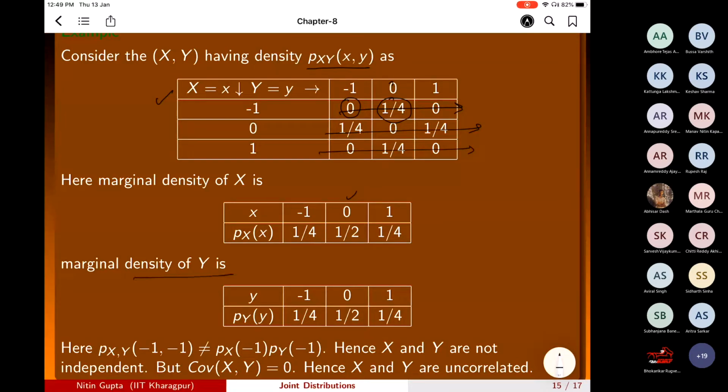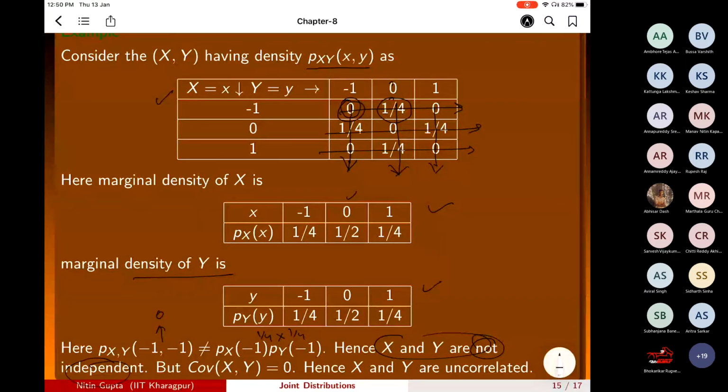Marginal density of y, corresponding to -1, value is 1/4, corresponding to 0, value is 1/2, corresponding to 1, value is 1/4. Now you can easily see that pxy(-1,-1) is 0, while px(-1) is 1/4 and py(-1) is 1/4. So they are not equal. Therefore x and y are not independent.